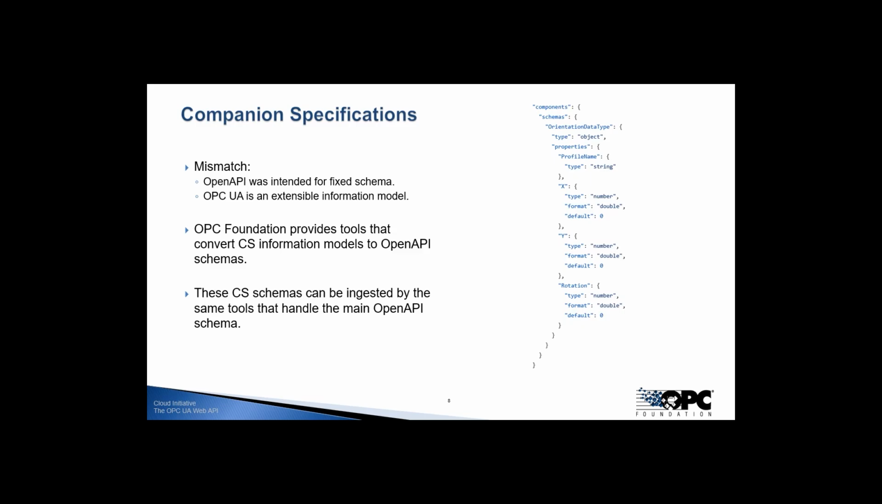In UA, it's different. We want companion specs to come around, and they want to define their own data types. You want to have variables that have, in the example that we have on the right here, an orientation data type that wasn't known to the spec. It's part of a separate companion spec. So we provided tools that convert the companion specification information models to OpenAPI schemas, and these schemas can be ingested by the same tools that handle the OpenAPI schema. And we've got examples showing you how you can merge this auto-generated code into a single application and take advantage of the tools.